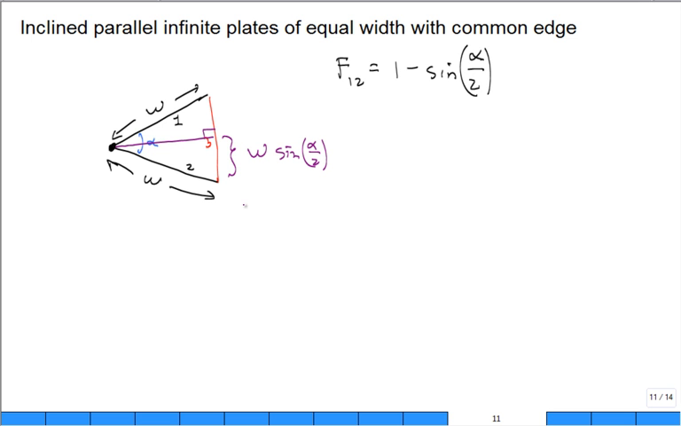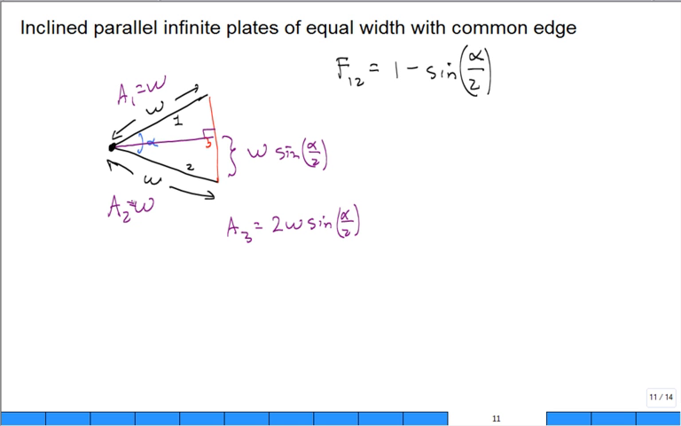So the area 3 is 2 times that, 2W sine alpha over 2. Make sense? What is the area 1? W. What is area 2? W. I'm not multiplying by some depth. It's the length of the line that is proportional to the area.